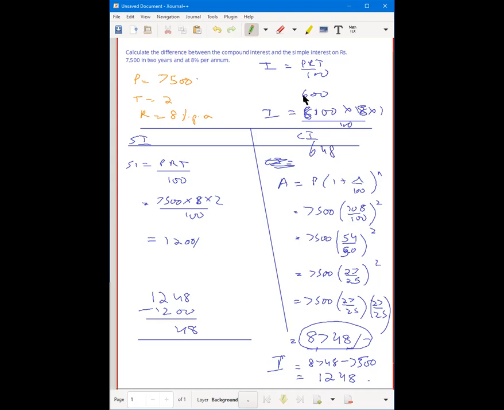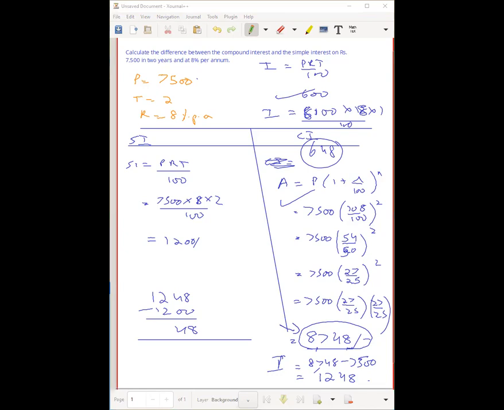You just add them up, so you'll get 1248 as the interest. And then you can just subtract them. Whichever method you want to do is fine. This one takes a little bit longer in calculation. This is more simpler and faster to do. Just in this method, remember, it's not 8748.